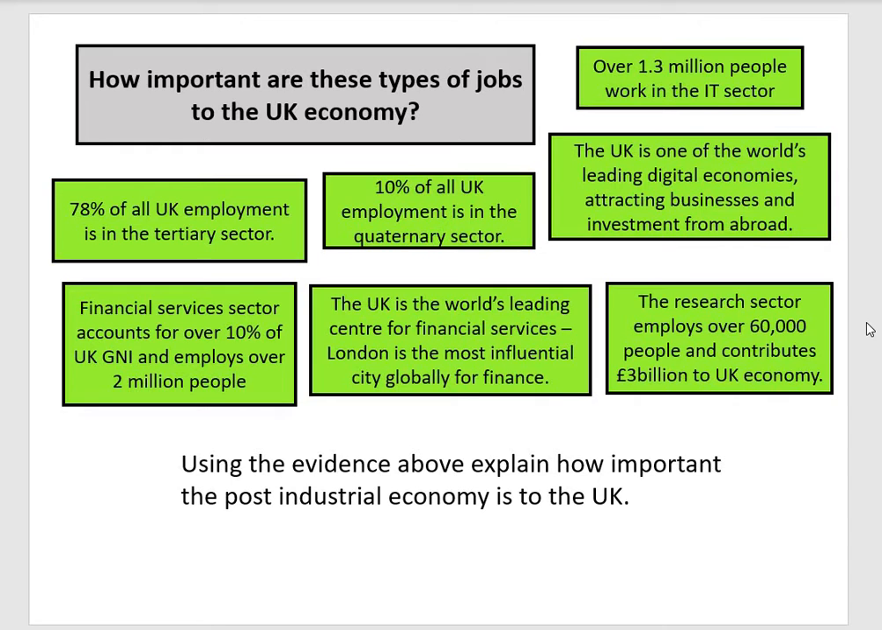So if you got a question like this in the exam, and it would probably be worth 4 marks, you would choose 2 of these pieces of information. You would make sure that you quoted directly from them. So you'd use a figure, or you'd use a small phrase that was in the information, and then you would extend it with your own knowledge to explain why it was important. So how was it making money for the UK?